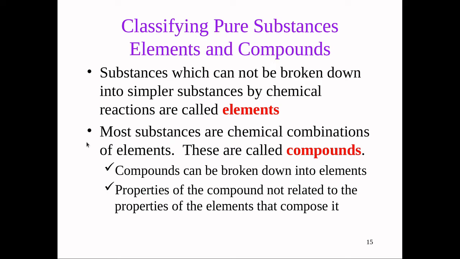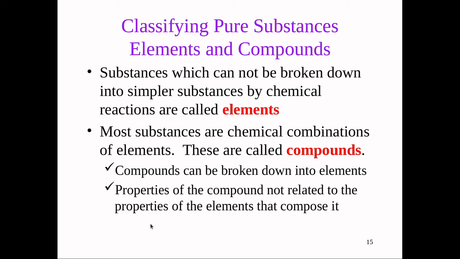But what we're going to find is that most substances that we see in our everyday world, okay, are chemical combinations of elements, right? So they're elements that are bound together to each other, and these are what we call compounds, all right? A compound can be broken down into its elements, the elements that make it up, all right? And the properties of a compound are not related to the properties of the elements that compose it, all right? So that's really key now.